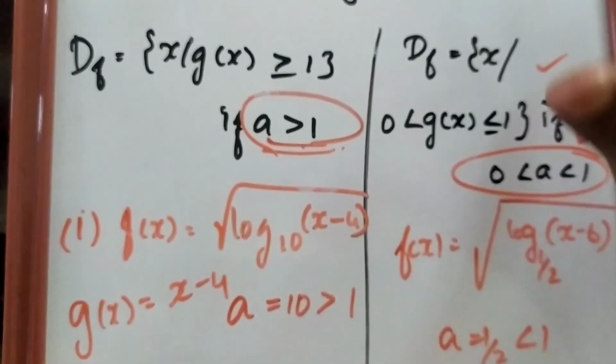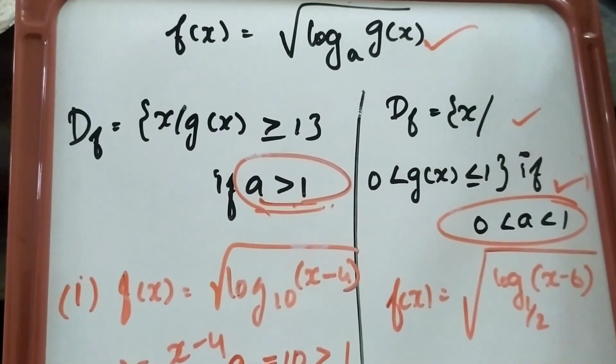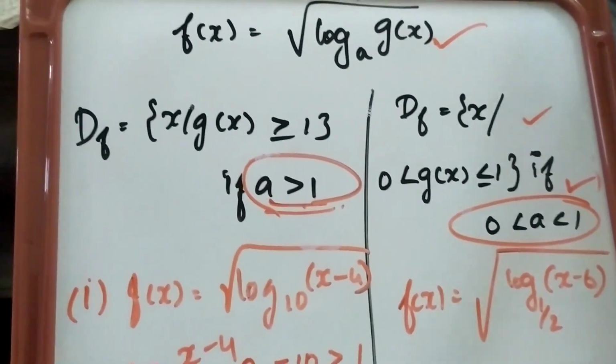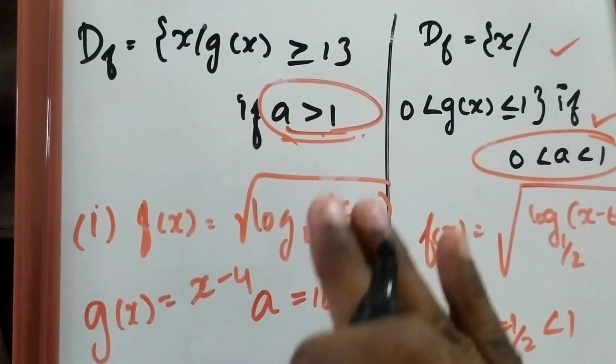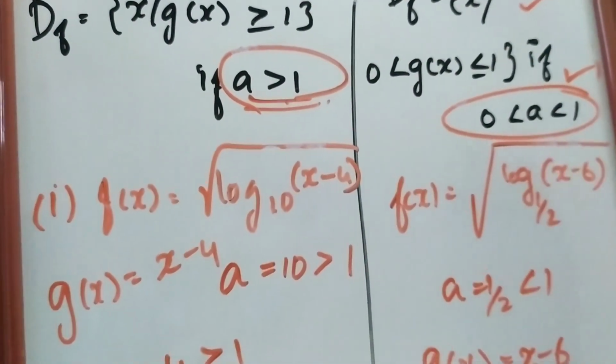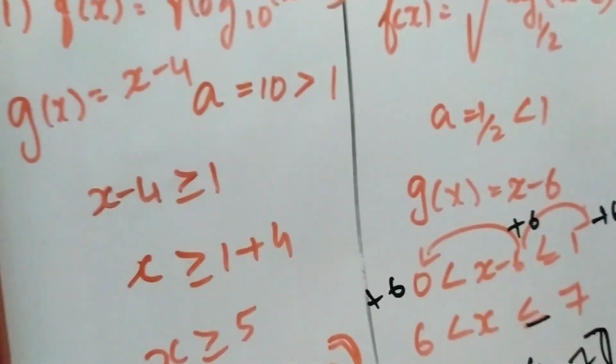Understood? So finally we have two types of domain finding when there is a log inside the root: when the base is greater than 1, and when the base is 0 less than a less than 1. Likewise we have to find.